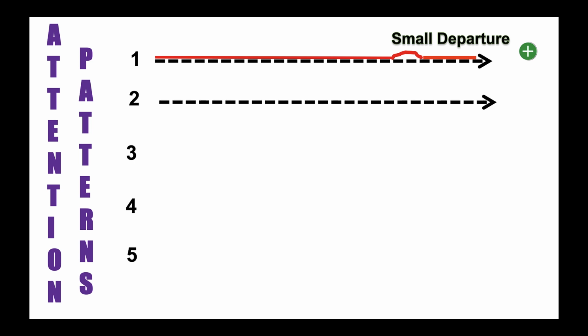The arrow represents a message that's being sent to you. As the listener, you are with that person for an extended period of time, you go off for just a moment, but you return quickly. We call this the small departure. It's the most positive of the 5. In fact, it's the only positive. Why? Because you return.